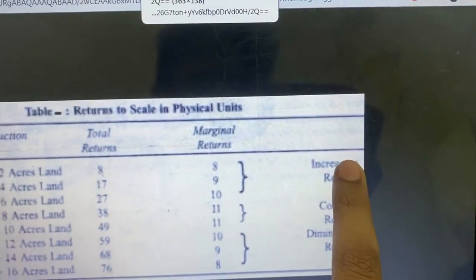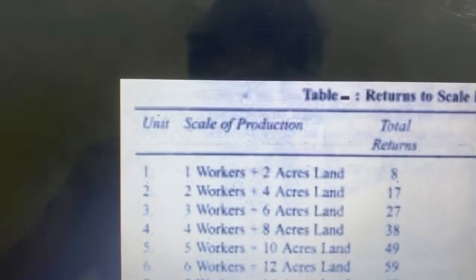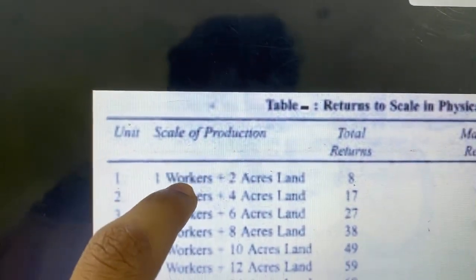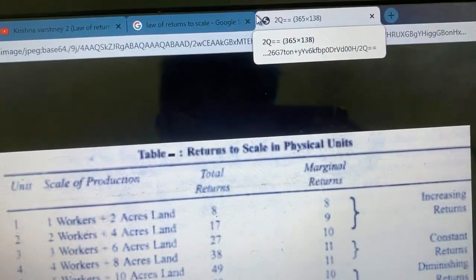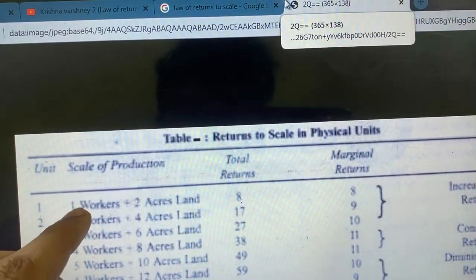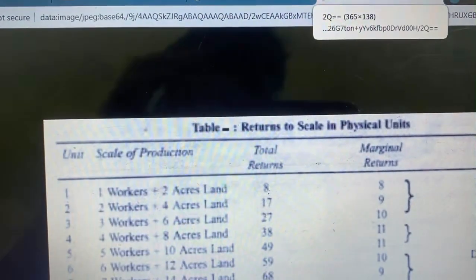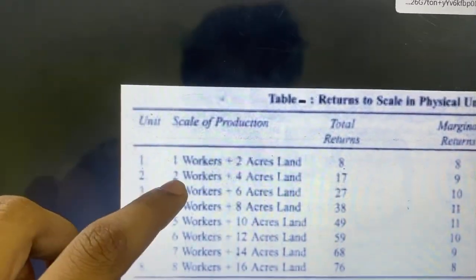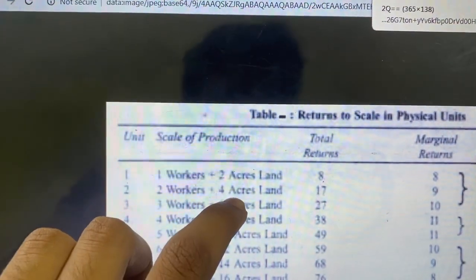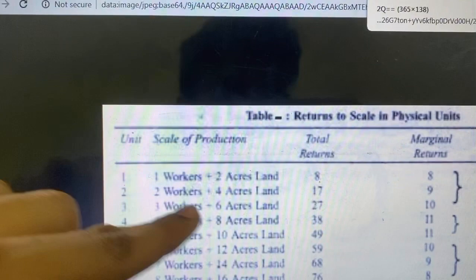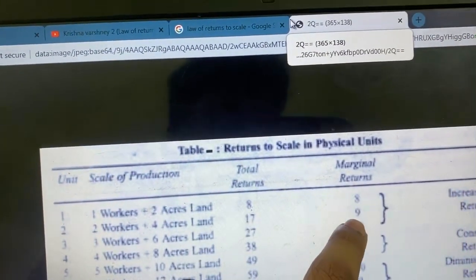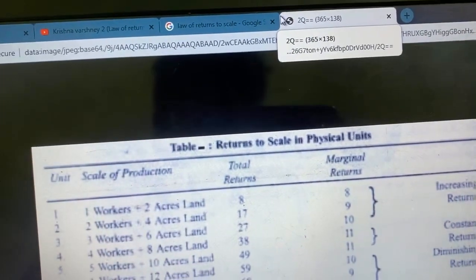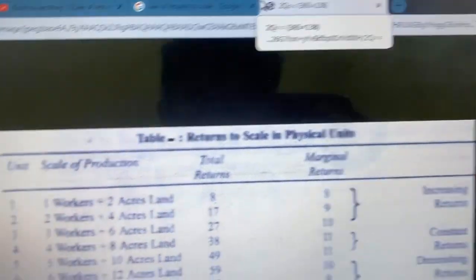in increasing returns, let's look at the first case. First case, 1 worker and 2 acres of land is given. The total returns are 8 and the marginal returns are 8. Normal. That is increasing because you're just giving 1 worker, and that is the first one. Everything will be relative to that one now. Now, if you give 2 workers and 4 acres of land, that is double of this one. You get almost double in returns, 8 to 17, and marginal return is increased by 1, which is still an increase. Still comes under increasing returns.